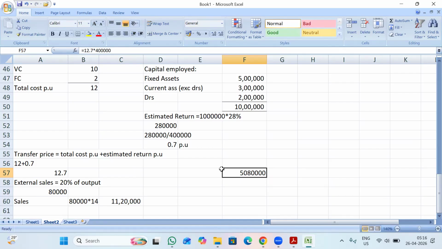So here you can calculate in either way. Either you can calculate 12 is my total cost, right? So 12 into 4 lakh. So my total cost is 48 lakhs plus my return 2,80,000. So 50,80,000 will be coming. So in either way you can calculate. So my total revenue requirement is 50,80,000.